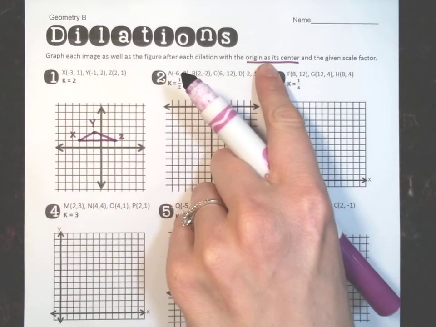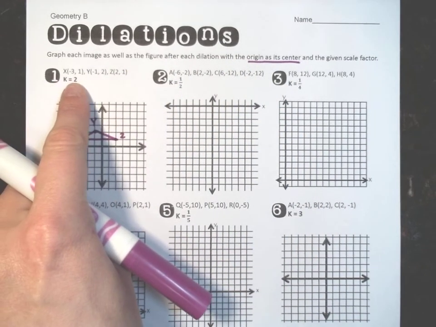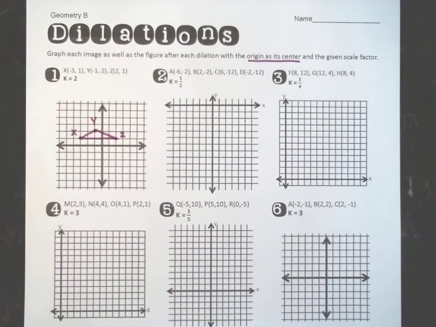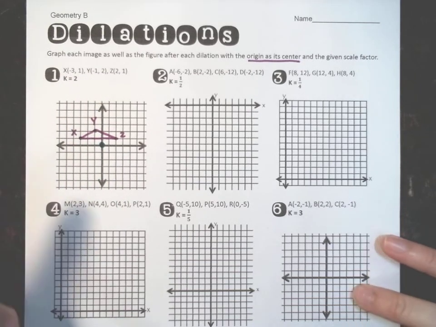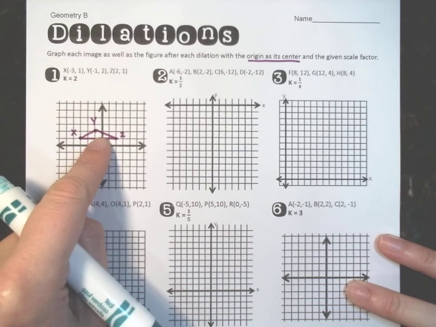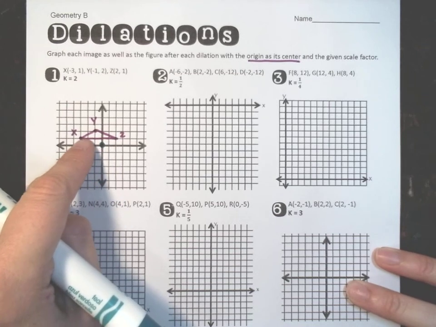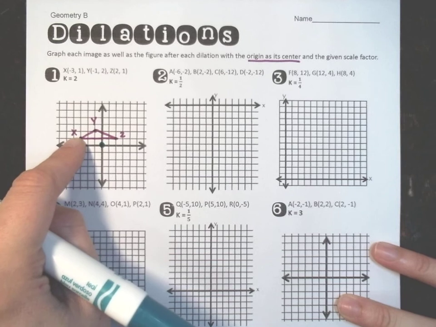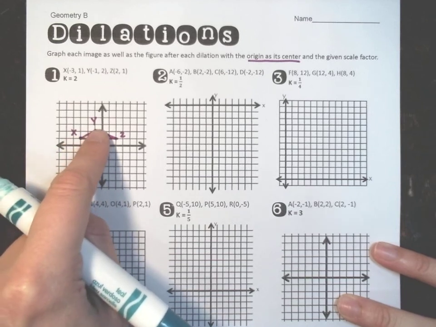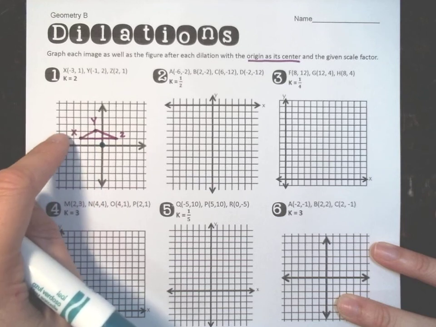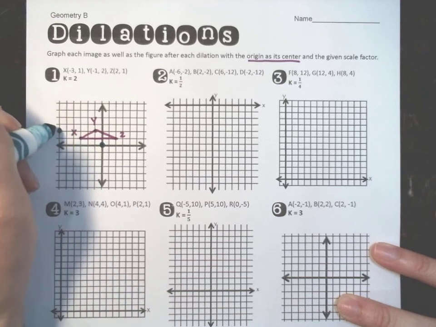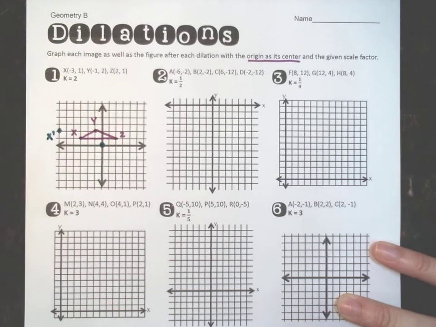And then we already know that the origin is at the center, and our scale factor is 2. So we're going to be doubling everything from the origin. So here we went up 1, we'll start with X, up 1, and to the left 3. So we're going to need to double that. So instead of going up 1, I'm going to go up 2. Instead of going left 3, I'm going to go left 6, because that's doubling 3, 4, 5, 6. And that is X prime.